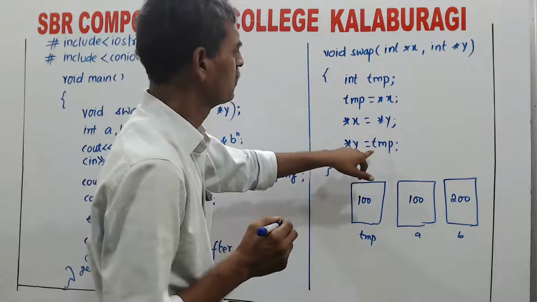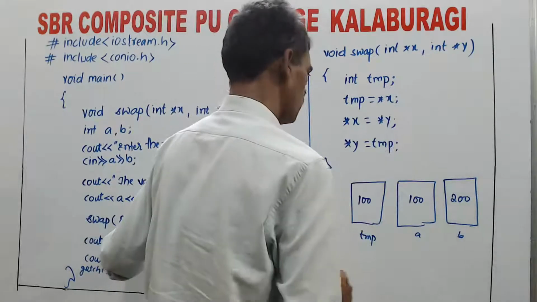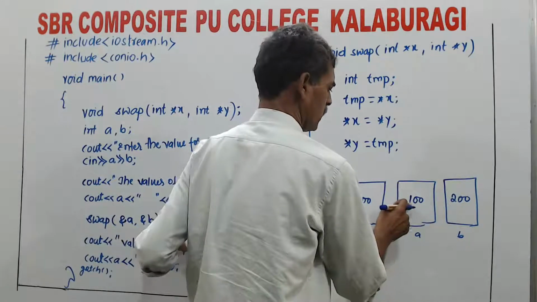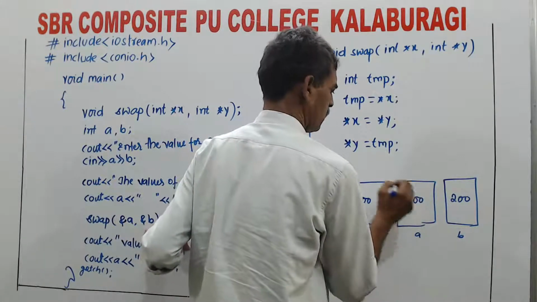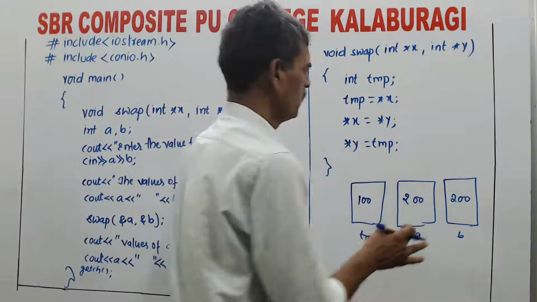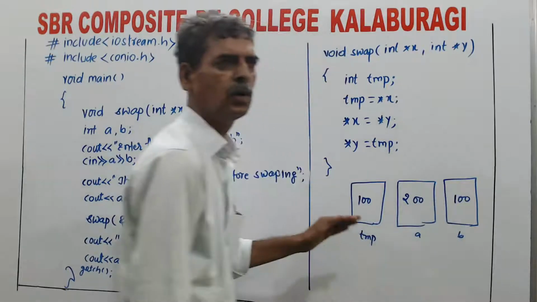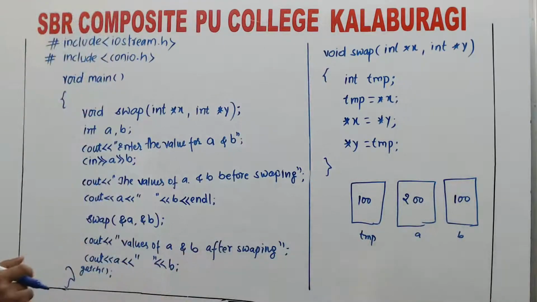Now, content of x is equal to content of y. Y holds the address of B, so this value will be transferred here. Right? Now, content of y is equal to temp, so again it stores 100. This is how the exchange of values takes place.